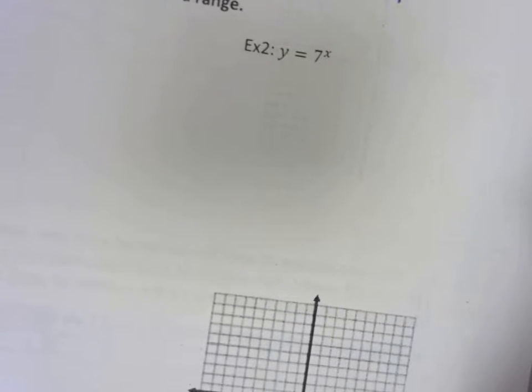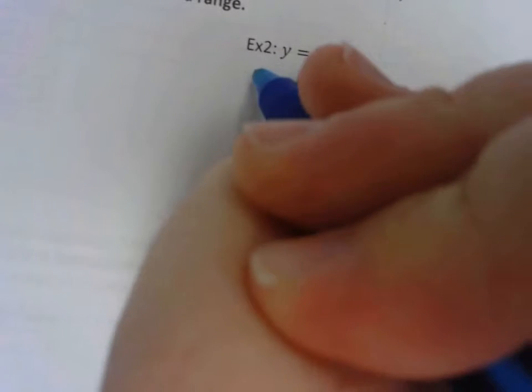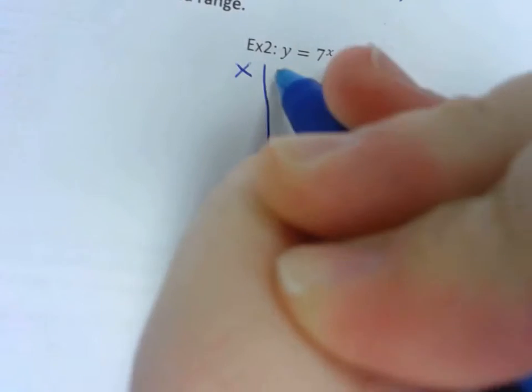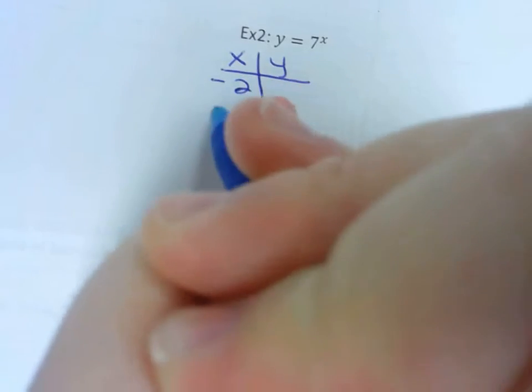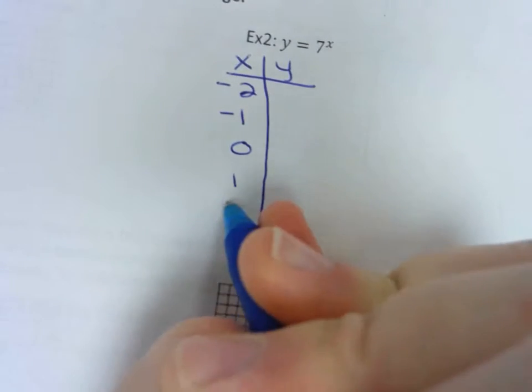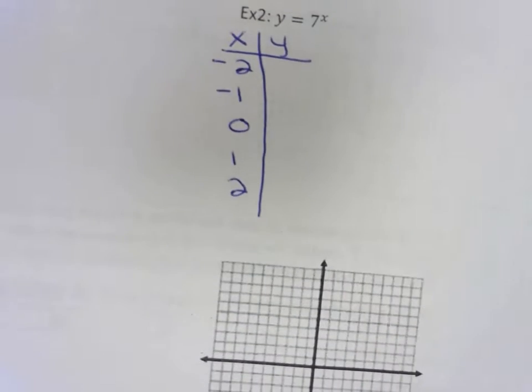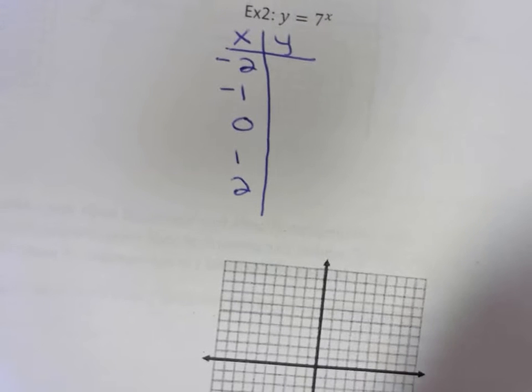So let's go ahead and look at this. We're going to make a table. These are the 5 numbers I want you to use: -2, -1, 0, 1, and 2. Every time we graph, these are the 5 numbers I want you to use.